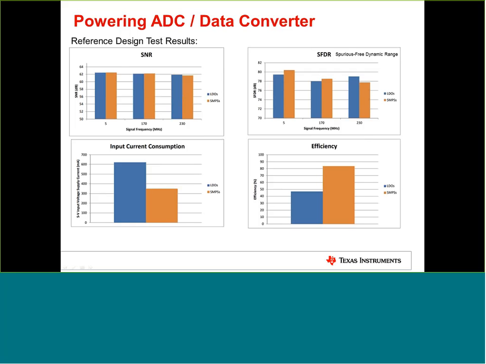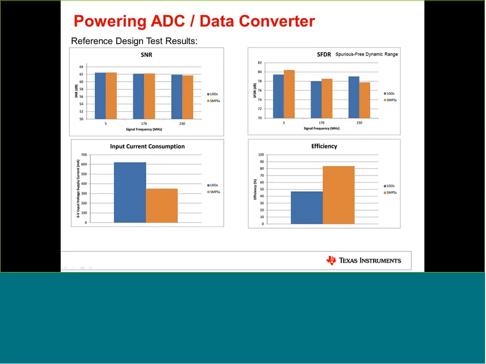On the right side, we have the results for the SFDR, and here it's a little bit different, but still, depending on the frequency, with the DCDC we can still achieve really nice performance compared to an LDO. On the bottom left side, you can see now the big difference, of course, in the input current consumption. The LDO has almost double the input current consumption compared to the switch mode power supply.